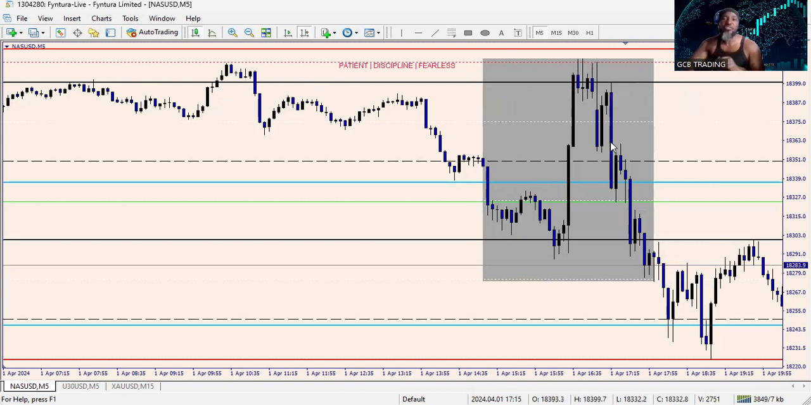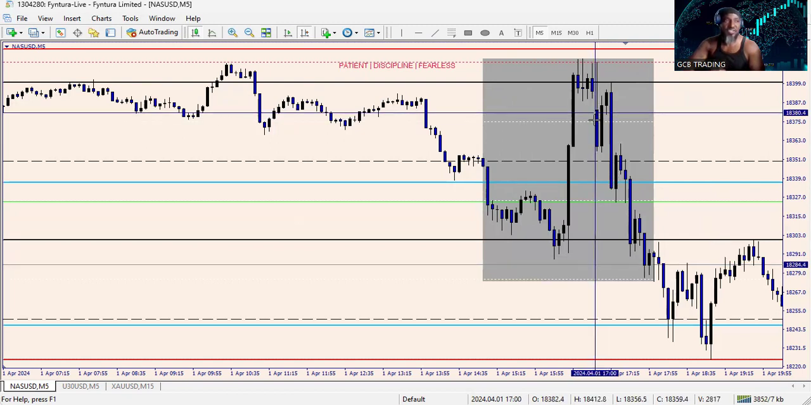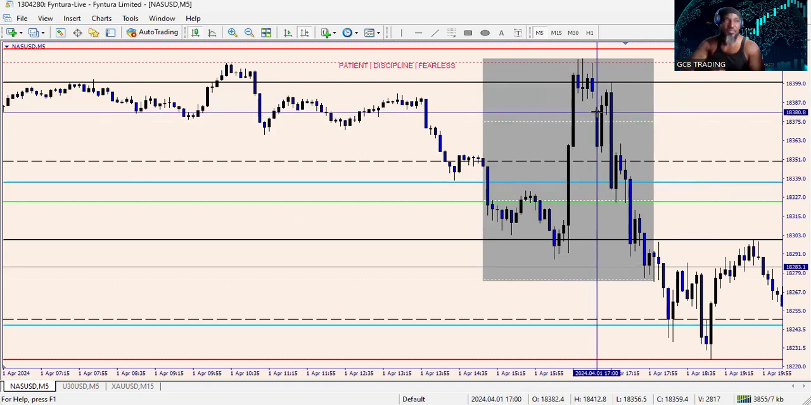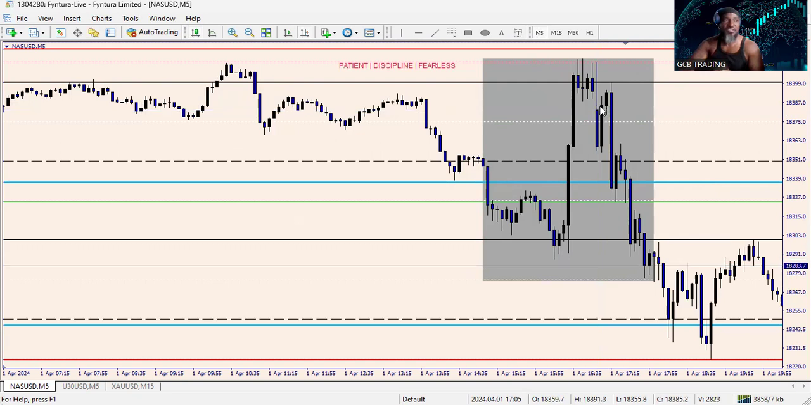Now, we did have major red news out at 10 a.m., so I waited until after 10 a.m. Here's our 10 a.m. candle right here. This is the 10 a.m. major red news, and I am on the 5-minute time frame. We get this 10 a.m. news candle, still no confirmation for me to take a short trade.